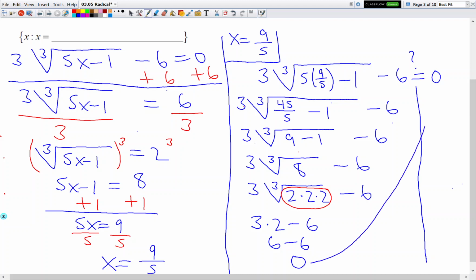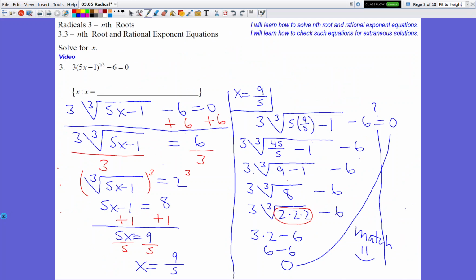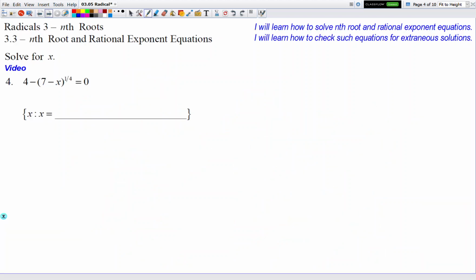So compare left side to right side. And what is your conclusion? They match. So we are happy. So happy means that we can officially submit the answer 9/5 for this problem. So 9/5 is our answer. We're good to go. That answer works. All right. And let's go to our next problem. I think it's the last one, if I'm not mistaken.